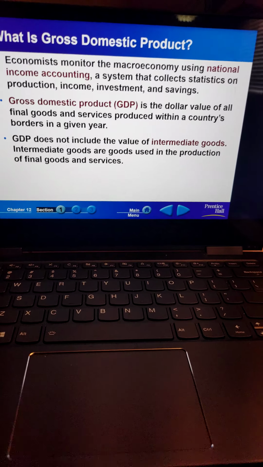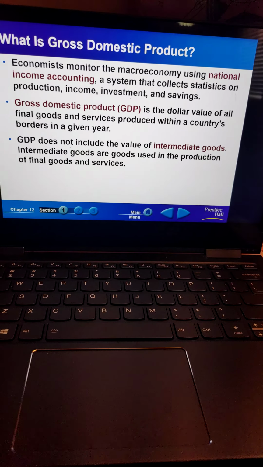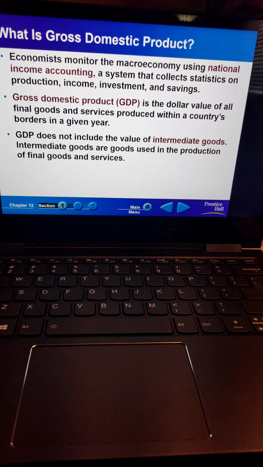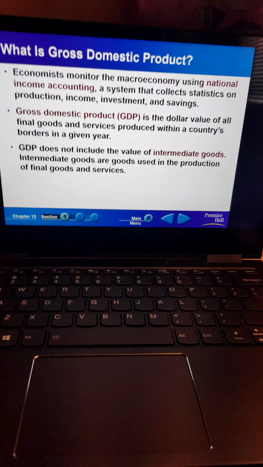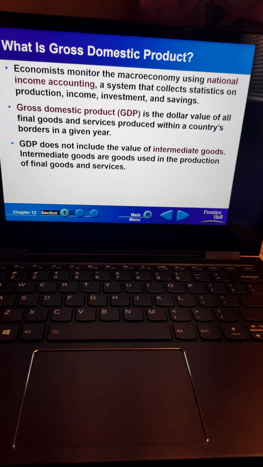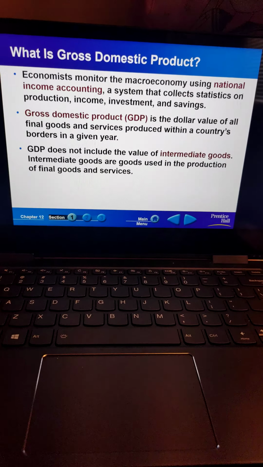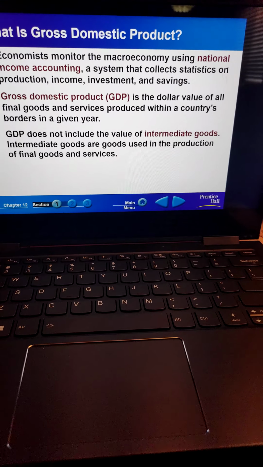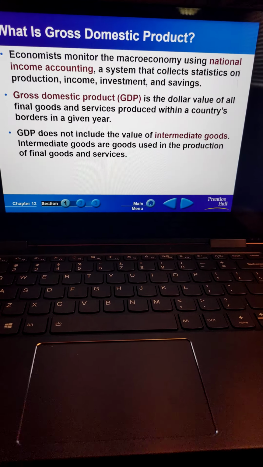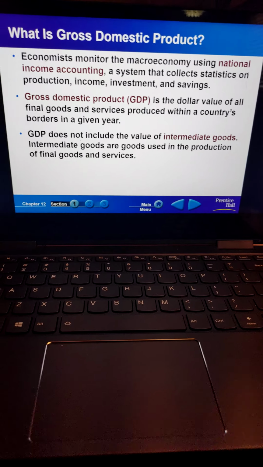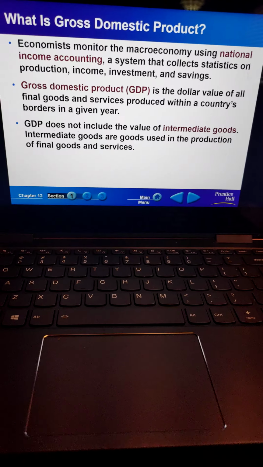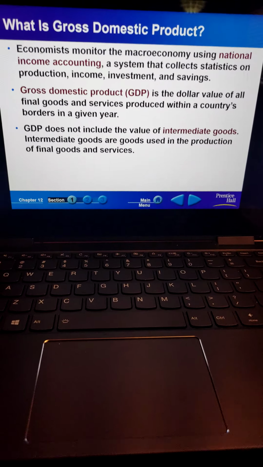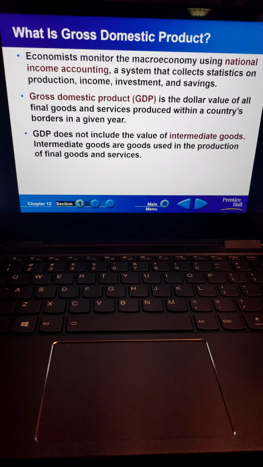GDP refers to the entire value of all final goods and services that are made within a country's borders in a given year. So it's basically the amount of money spent on producing these goods and services. However, it doesn't include the value of intermediate goods, basically the goods that were used, such as physical capital, to create those goods and services in the first place.